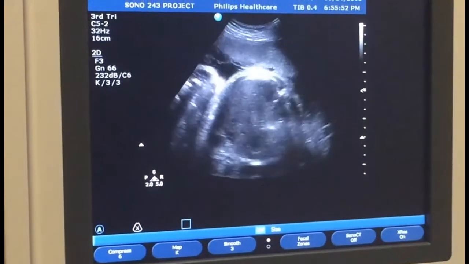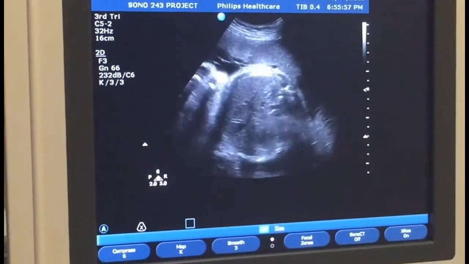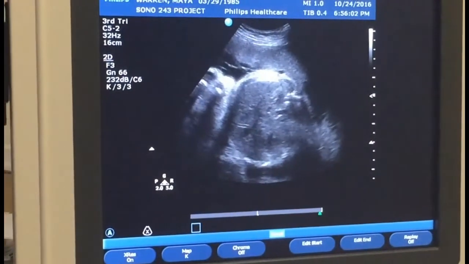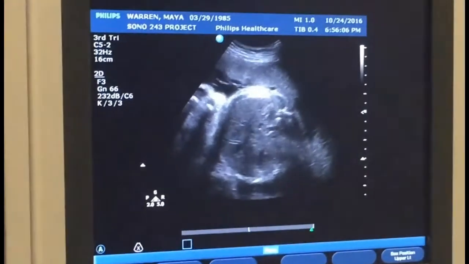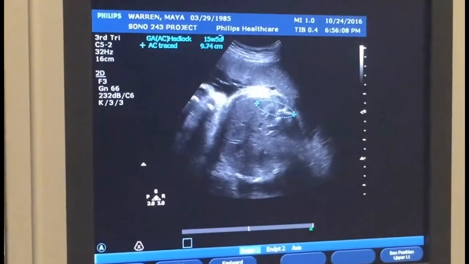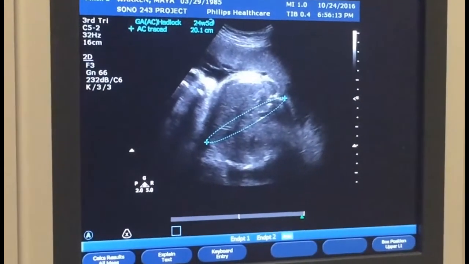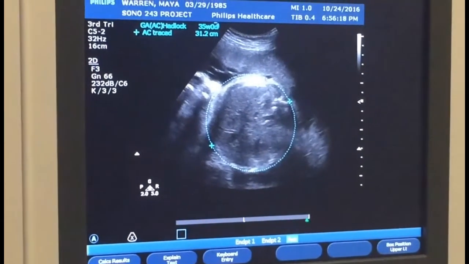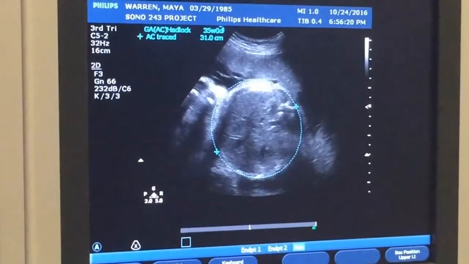In order to obtain an appropriate abdominal circumference, you need to make sure that you have the appropriate landmarks in the image, and this includes the umbilical vein, stomach, and ribs and lung. And the abdominal circumference is measured starting in the second trimester, and it is an outer to outer measurement and should include the skin and fat in the third trimester too.